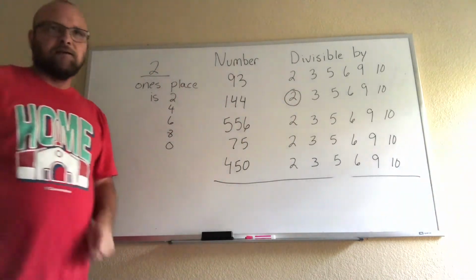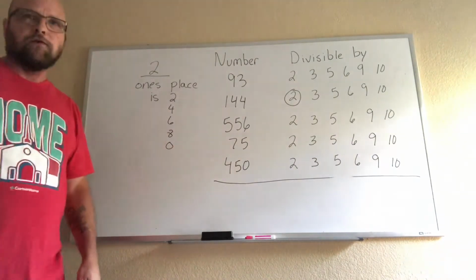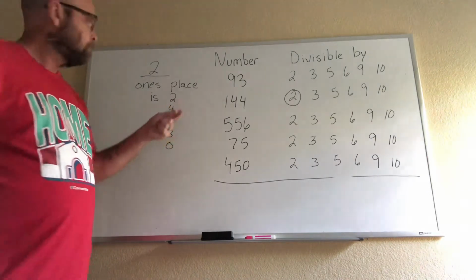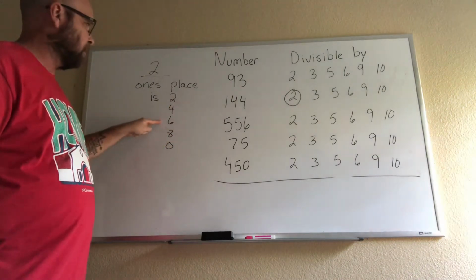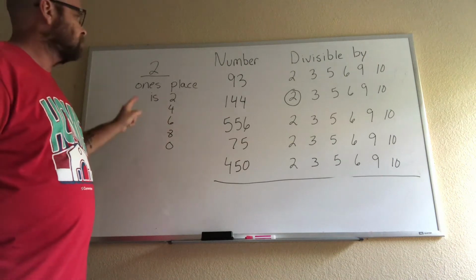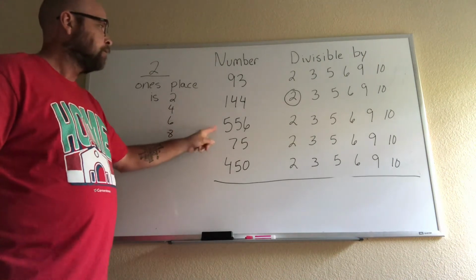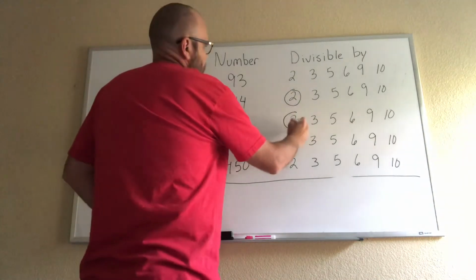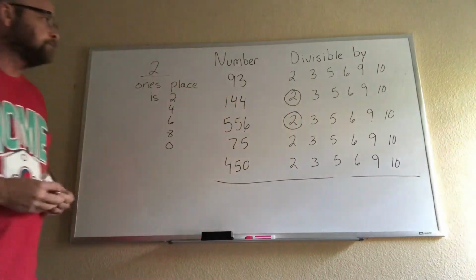556, is it divisible by 2? Thumbs up or thumbs down? Good, thumbs up, because it has a 6 in the ones place. That means it's an even number. That means 2 times something would equal 556. So 556 is divisible by 2.